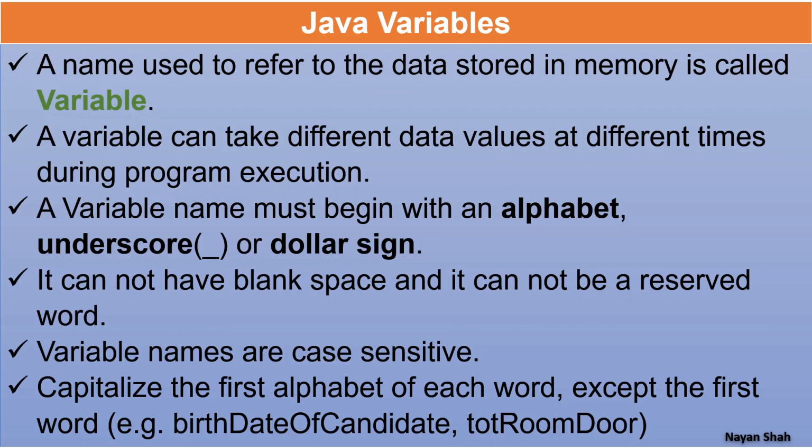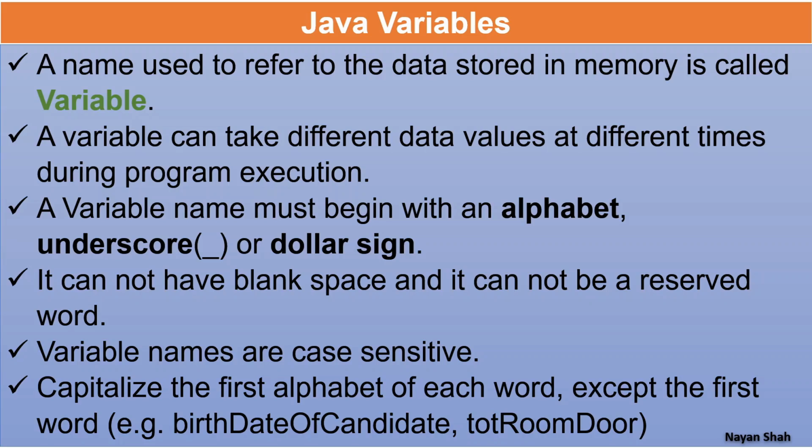Java variables, how variables are defined. The name used to refer to data stored in memory is called a variable. A Java program will store so many pieces of information in memory. Now to refer to those memory locations, we would need to know the name of that memory location, which is very difficult to remember. So what we do is we create variables which we can easily remember, and that variable refers to the data stored in the memory.